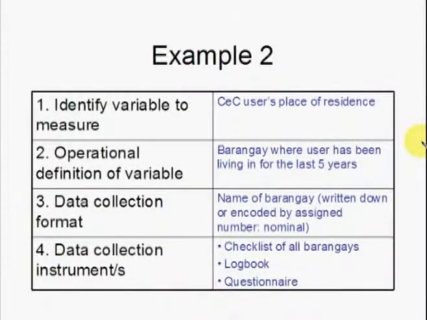So those are examples of the steps that you can do in coming up with valid operational measures for your variables, and also in using indicators.